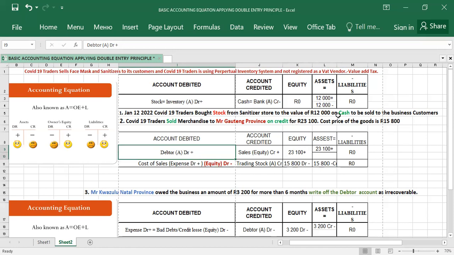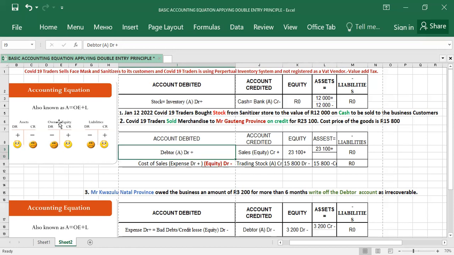Now, the question further says the cost price of the goods is 15,800. The second account is going to be opened. Now, cost price, we know that the cost of sales is an expense account. We are going to be debiting our expense account. However, when we debit our expense account, it will decrease our equity account on the debit side. Let me come to the images and explain to you.